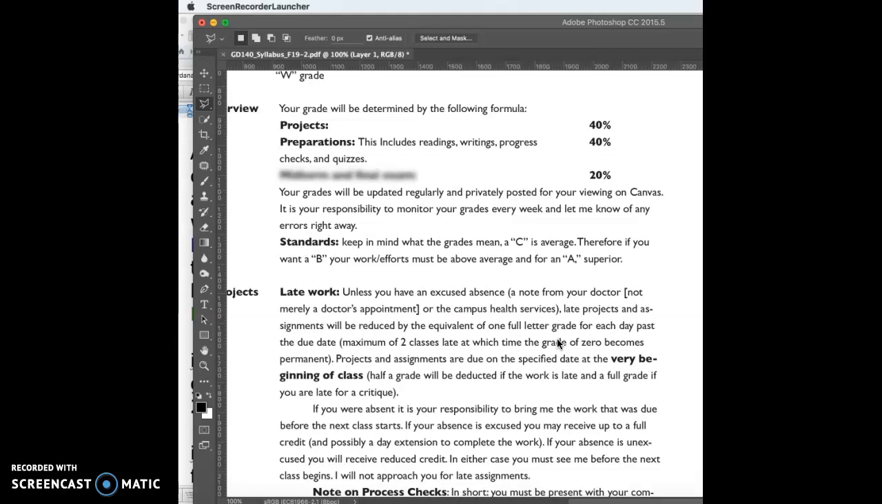However, you're never going to get an A from me on a project unless it really is superior, meaning that you nailed everything on the grade sheet and it's up in the top of the top student work.